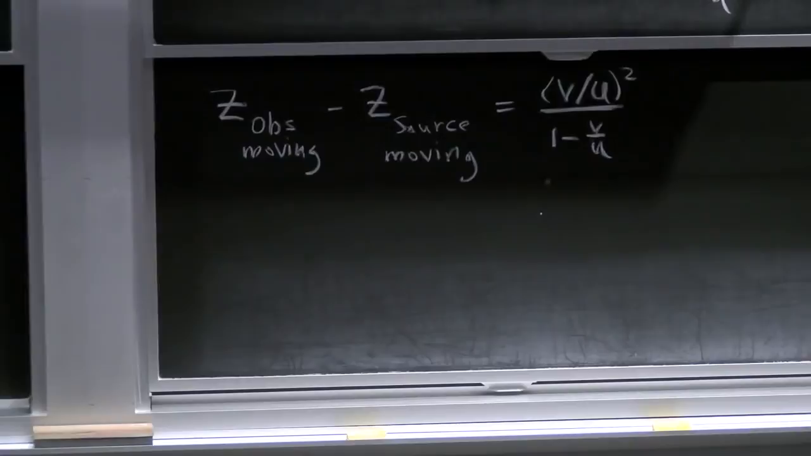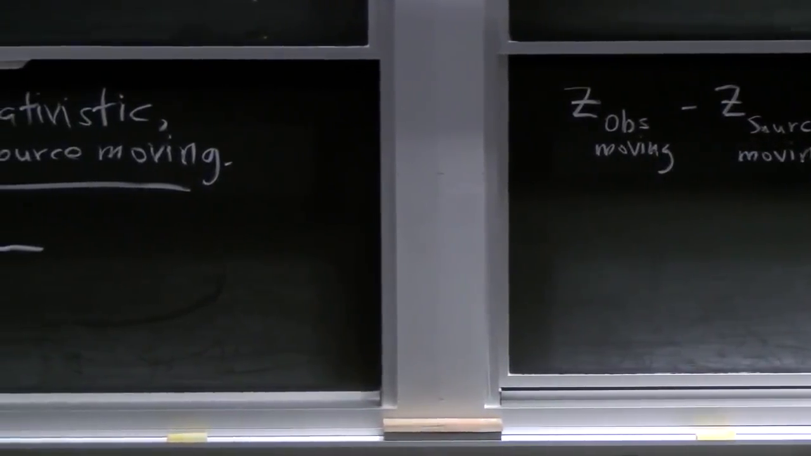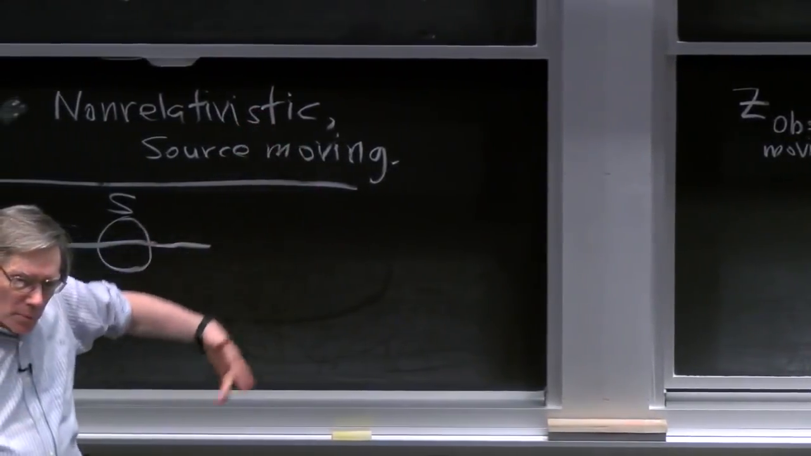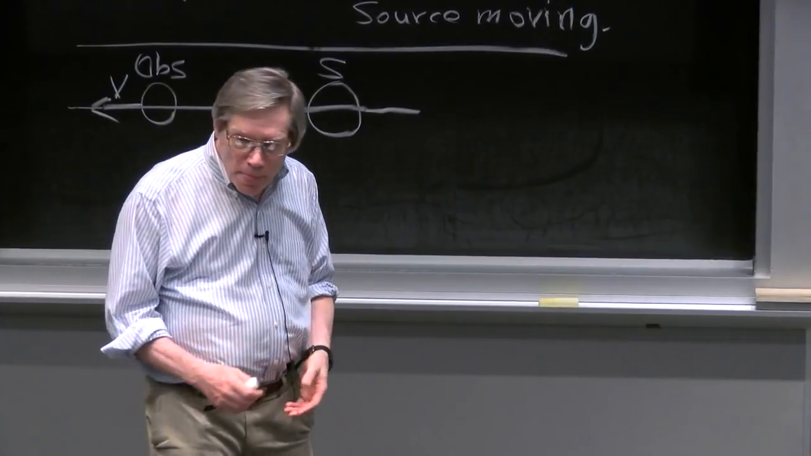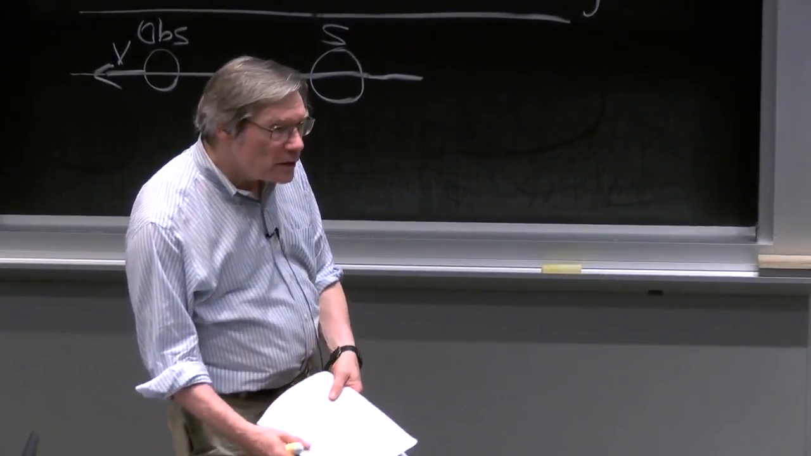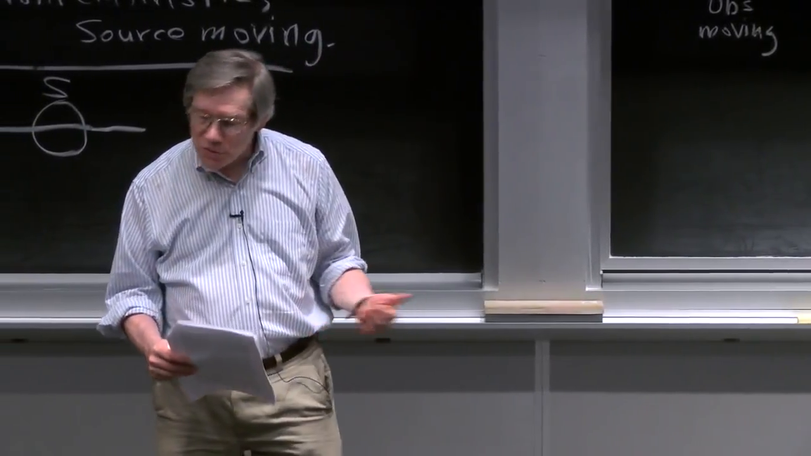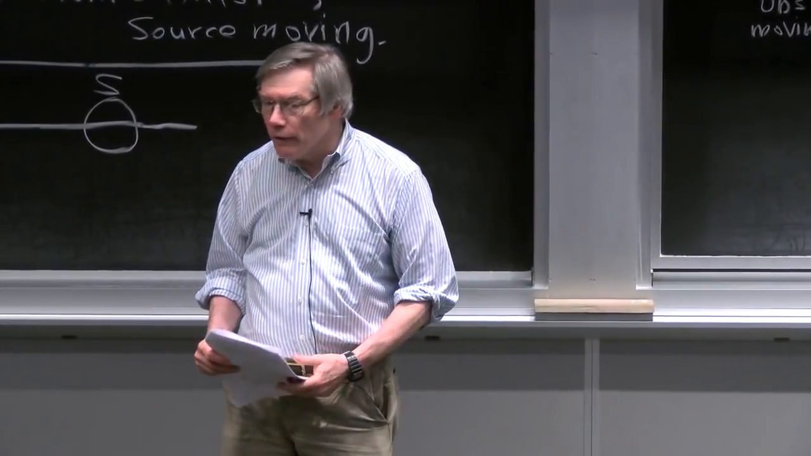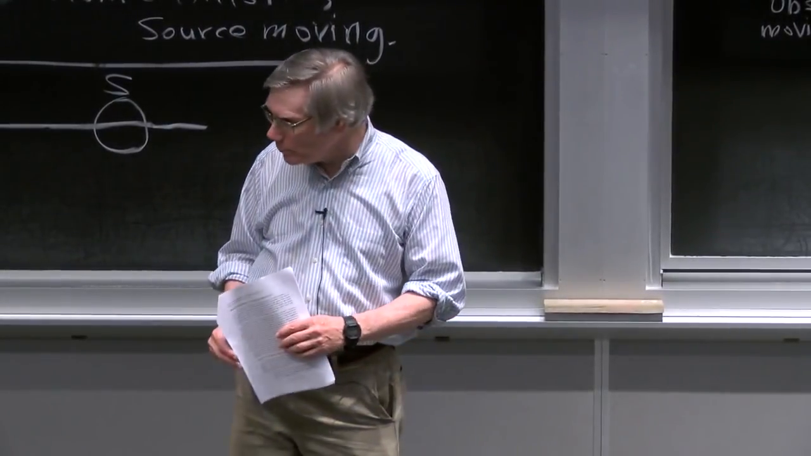And what that shows explicitly is that it's second order in v over u. It's proportional to v over u squared, not to v over u. So if v over u were a part in 1,000, the difference would be a part in 1,000,000. So for slow velocities, it doesn't really matter whether it's the source that's moving or the observer that's moving. But these answers can, of course, be very different if the velocity v is comparable to u.